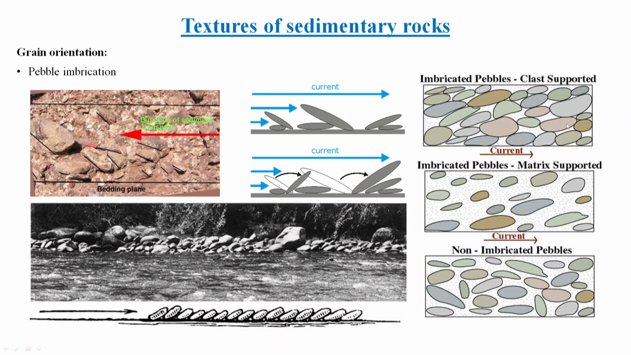Again, there are broadly two kinds of pebble imbrication. One is clast supported, where there are larger or coarser grains present, and the other is matrix supported, where obviously there will be some clasts, but the dominance of the fine grain matrix material will be more. In the case of non-imbricated pebbles, you can't make out the paleocurrent or current direction.